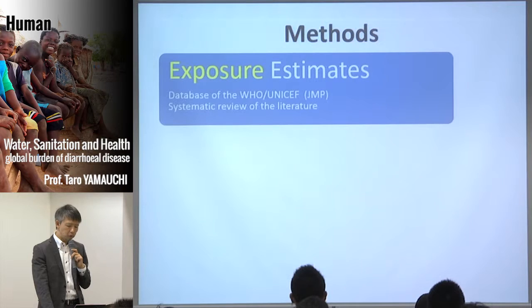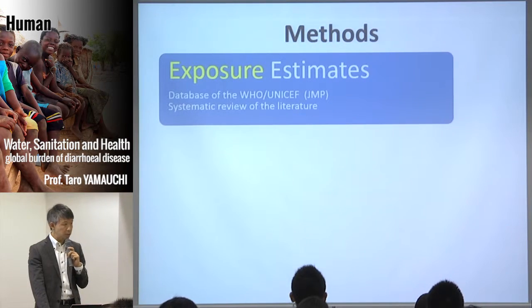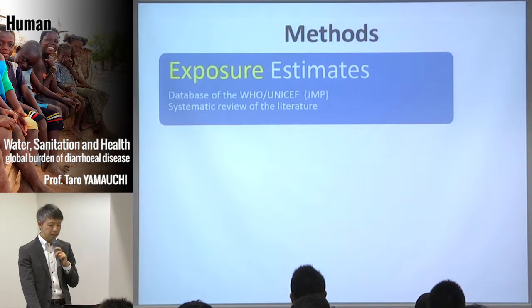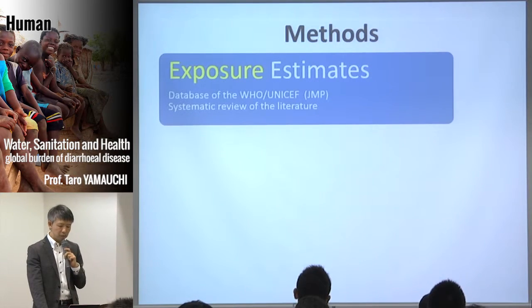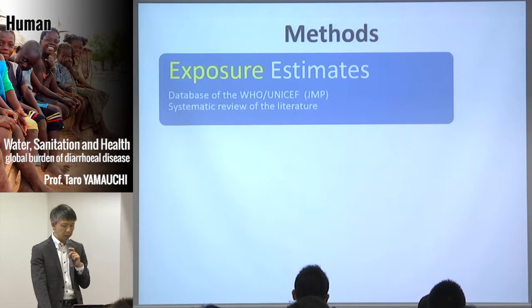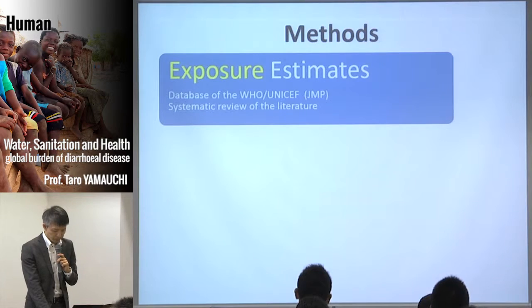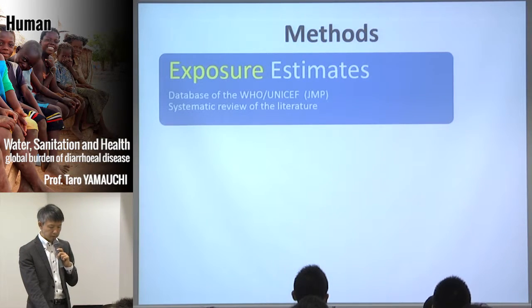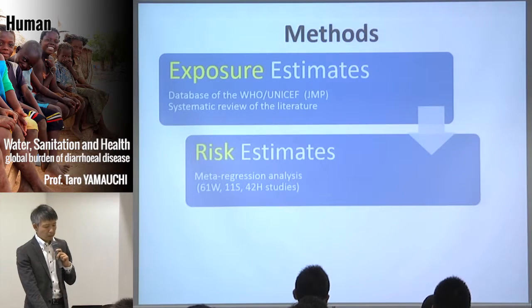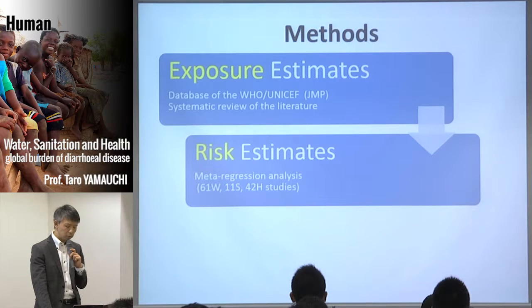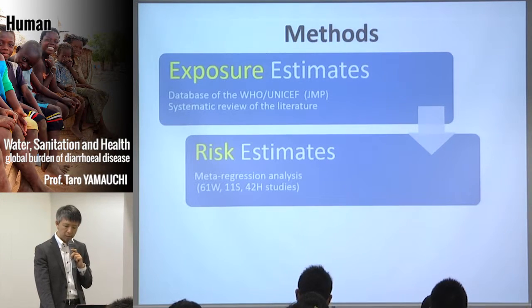Exposure estimates for drinking water and sanitation were based on the database of the WHO UNICEF Joint Monitoring Program for Water Supply and Sanitation, called JMP. The global and regional prevalence of hand washing practices was estimated through a systematic review of the literature. You can find a country-based database on the JMP website. The impact of interventions to improve poor water, sanitation and hygiene related to diarrheal disease was modeled through meta-regression analysis, drawing on data from 61 drinking water, 11 sanitation, and 42 hand washing studies.